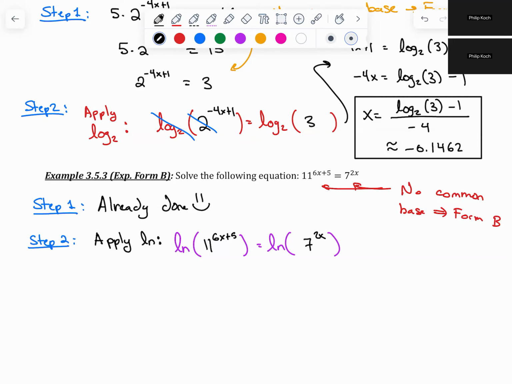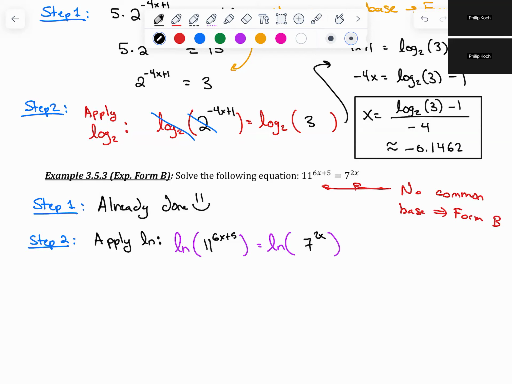Now we're using natural log because they don't have a common base. And ln is the fastest one to write. So you can really squeeze it in there instead of doing log base 11 or log base 7, which you can do, or you can even use log, like the common logarithm. It doesn't matter. It's just natural log is the fastest one to write. That's the reason why we use it, honestly.